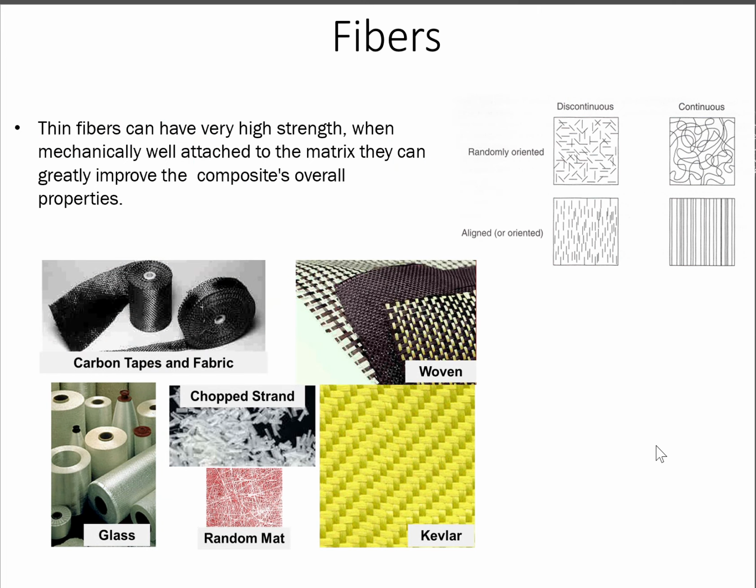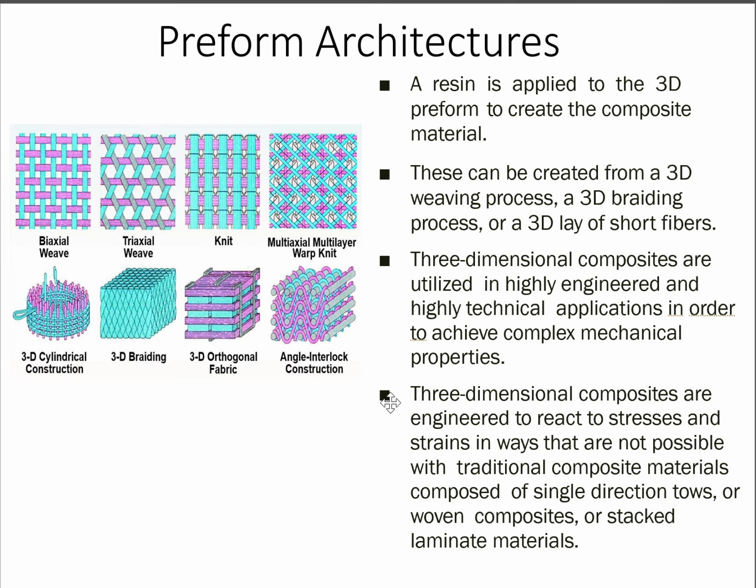But what are composites made out of, not wood specifically? They are always made out of fibers. Then you have to connect these fibers together. You have to align them and put them together in different shapes, different geometries, different patterns. And these patterns are called preforms. The patterns can have different shapes. We can have a biaxial weave, a triaxial weave, a knit, a lot of different patterns.